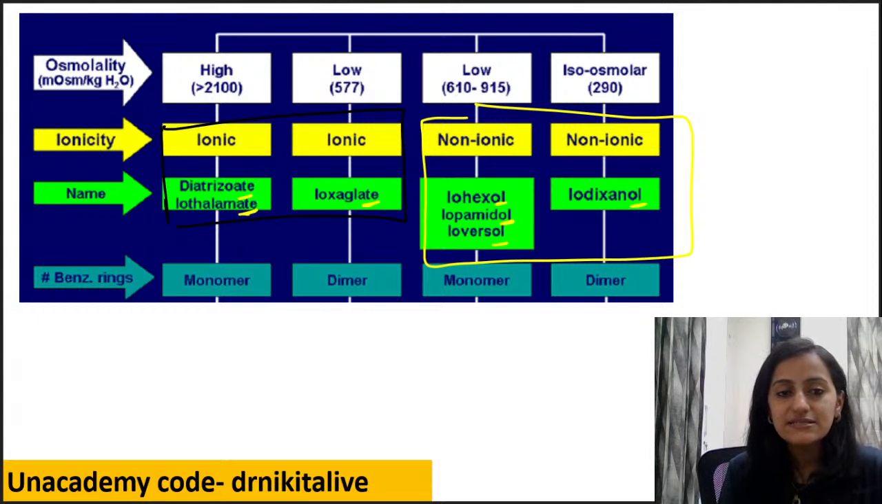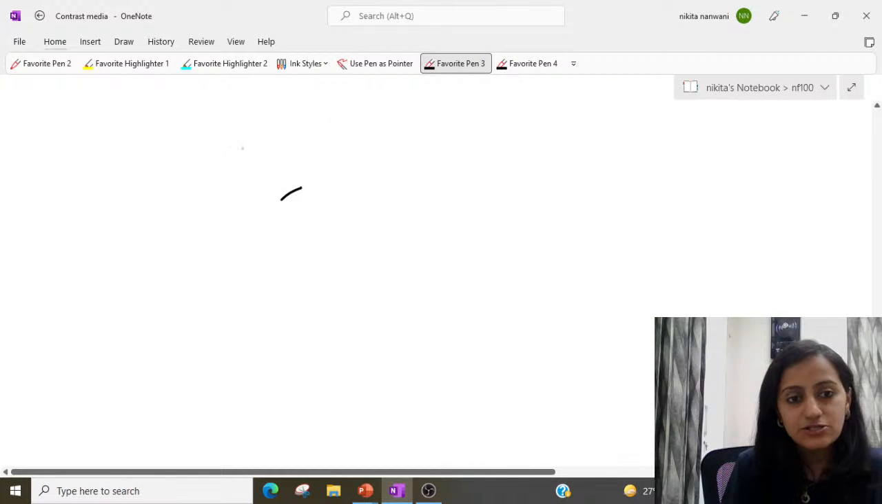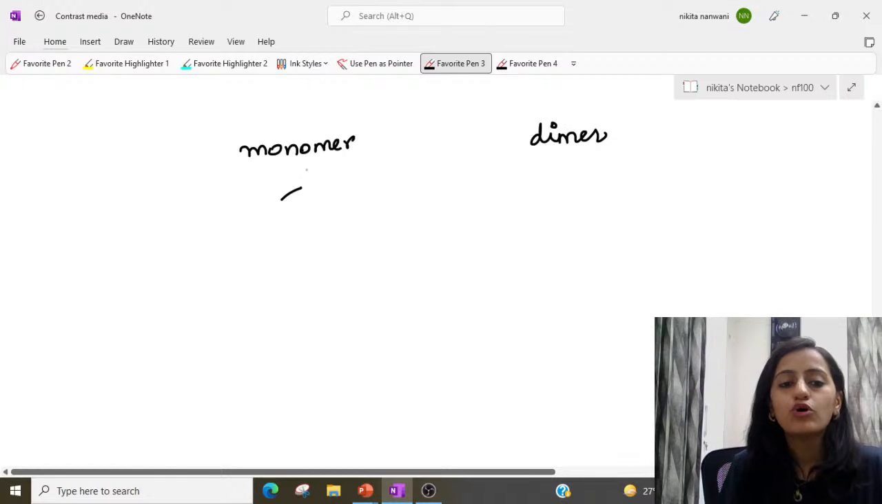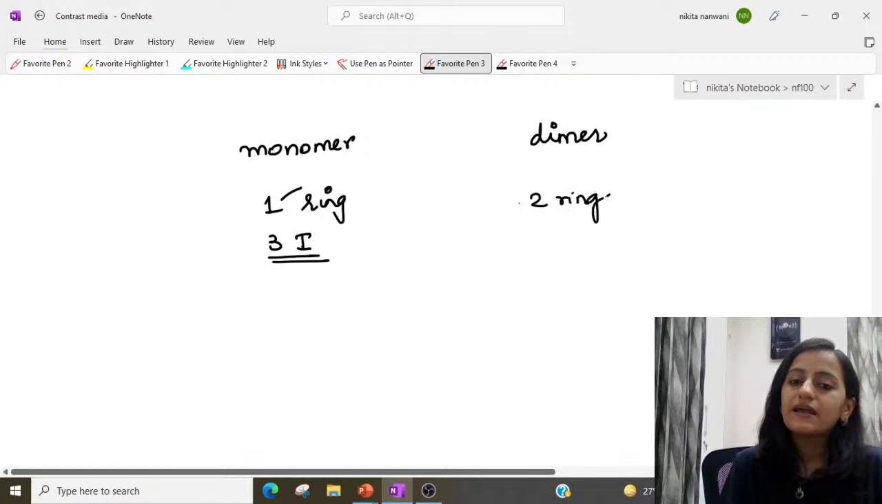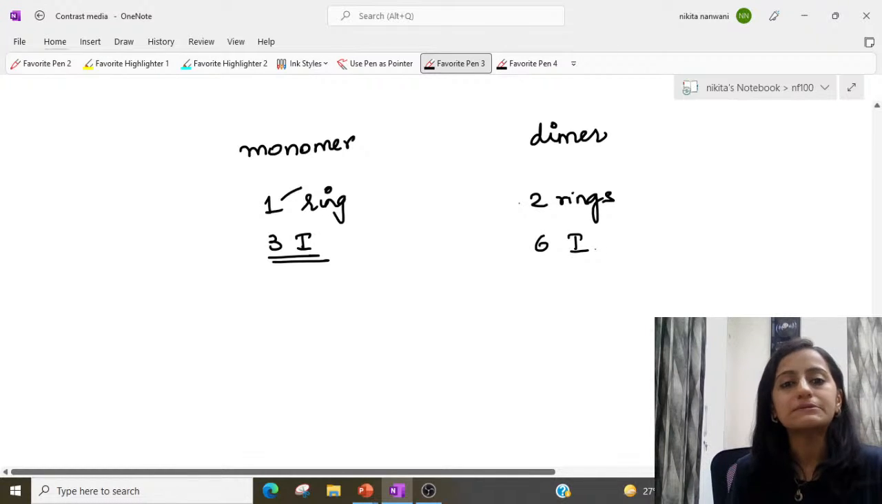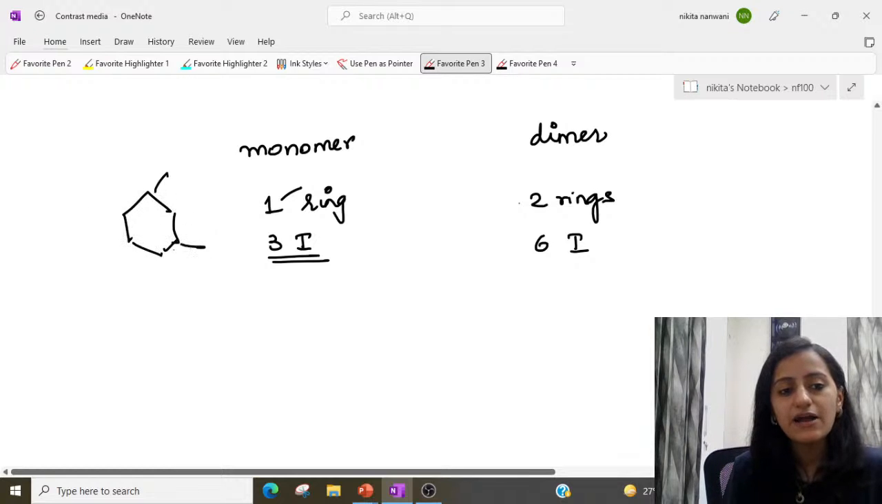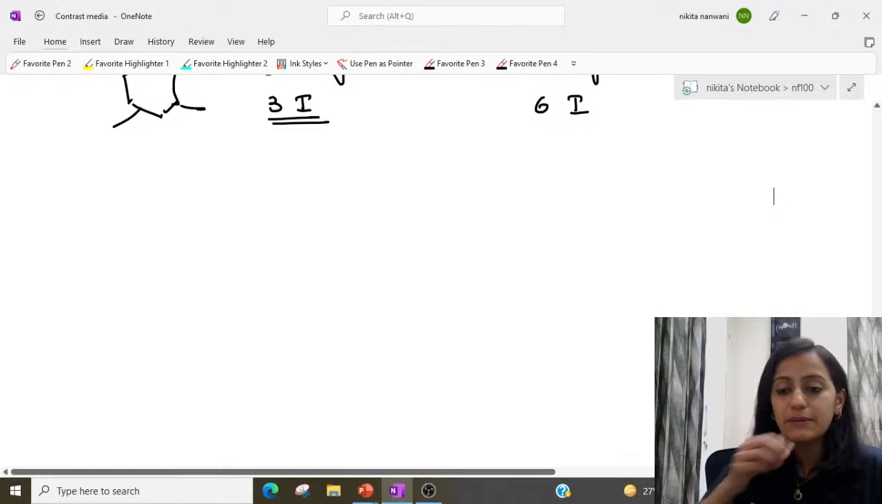Now, the next thing is which is monomer and which is dimer. These contrast media could be monomer or they could be dimer. Monomer means there is one benzene ring to which 3 iodine are attached. Every ring has 3 iodine. Dimer means the double: there are going to be 2 rings with 6 iodine. So that is the other concept that we need to know.